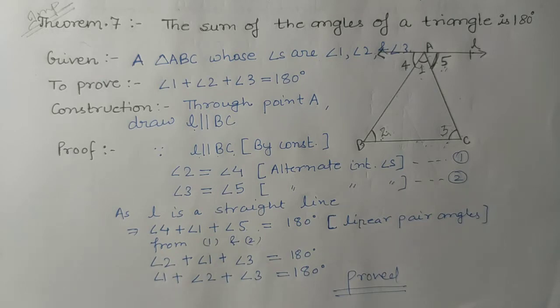And whenever we use this result, we will not write the whole statement everywhere in the reason part. In the reason part we will only write angle sum property of triangle. Okay students, this is a very important theorem. Just pause the video and note it down.